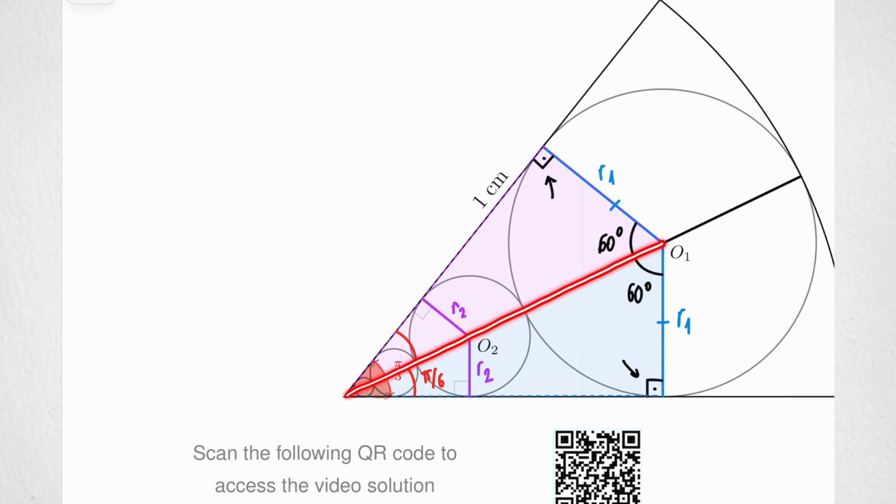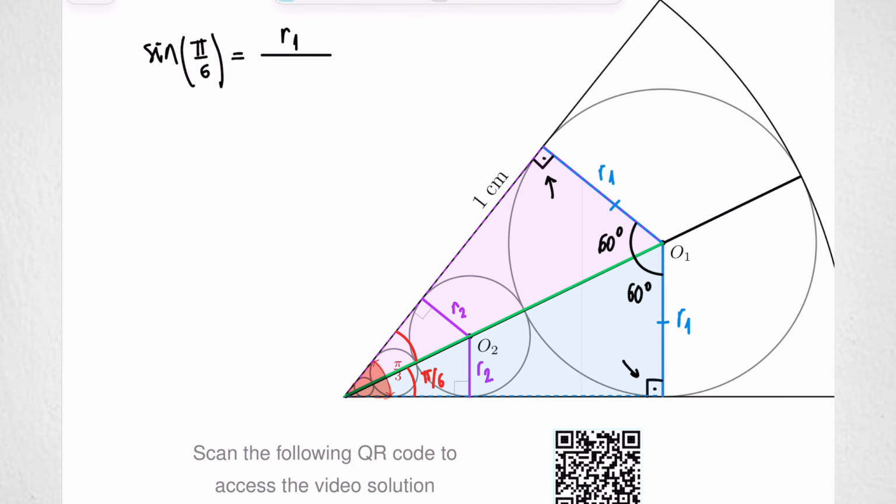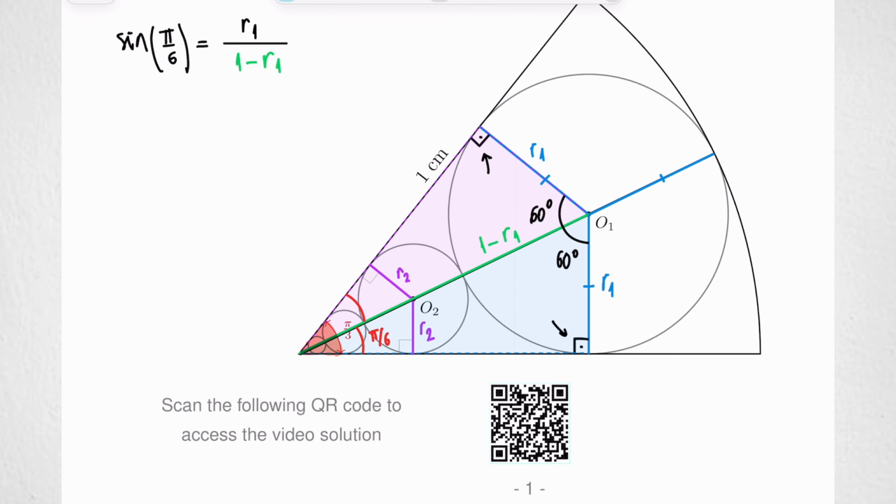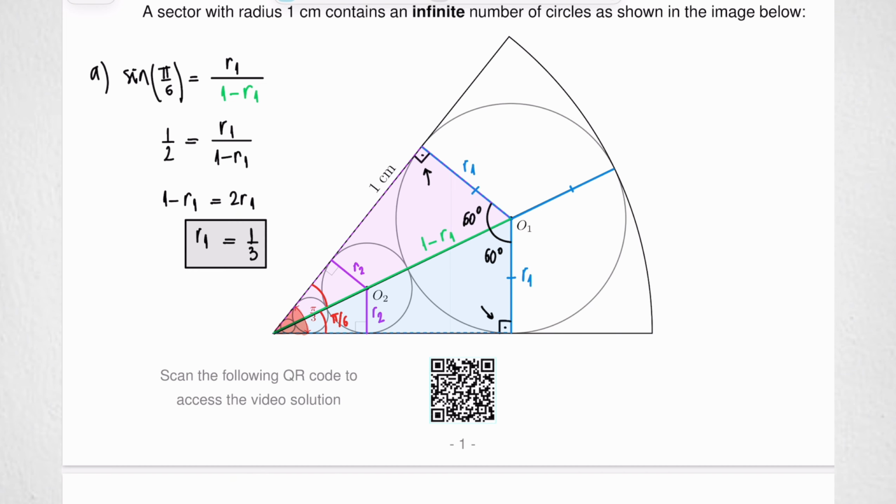And we can use this right triangle over here to state that the sine of pi over 6 is the opposite side, which is r1, over the hypotenuse. Now we do need to find the hypotenuse, considering that this is r1 as well. The hypotenuse is 1 minus this r1 over here. This is the hypotenuse. So we have 1 minus r1 over here. Therefore, 1/2 is r1 over 1 minus r1. 1 minus r1 is 2r1. Therefore, r1 is 1/3. So this is question A.